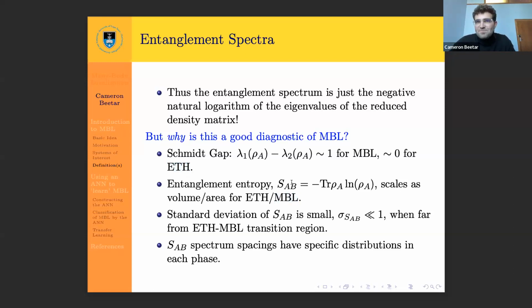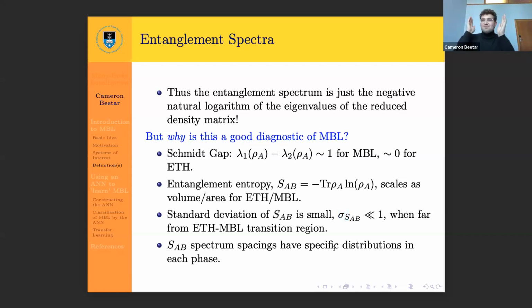For the entanglement entropy, which is defined as basically this thing that looks a little bit like an entropy, it scales in proportion to volume for thermalizing states and area for localizing states. The standard deviation of the entanglement entropy is much less than 1 when it's far from the transition. So when it's definitely localizing or definitely thermalizing, the standard deviation of the entanglement entropy is small. And finally, the entanglement entropy spectrum spacings have known specific distributions in the localizing and thermalizing phases.